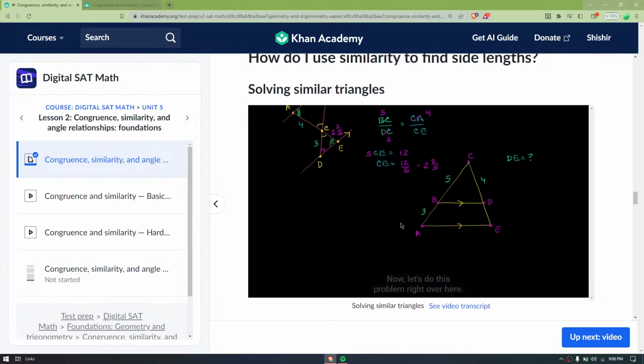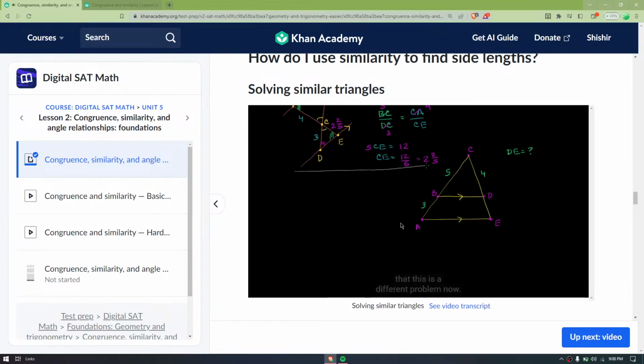Now, let's do this problem right over here. Let me draw a little line here so that this is a different problem now. So in this problem, we need to figure out what DE is. And once again, we have these two parallel lines like this. And so we know corresponding angles are congruent.